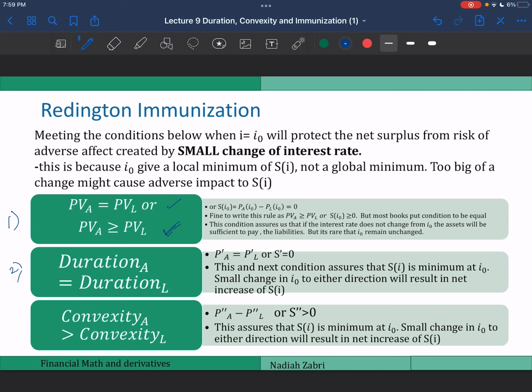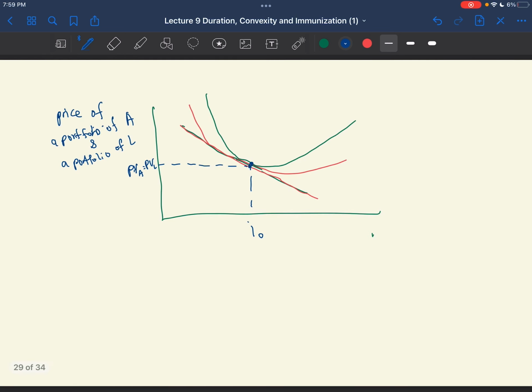The second rule is the duration of asset is equal to duration of liability, and the third rule is the convexity of asset is more than convexity of liability. So what are these 3 rules trying to achieve? I have some illustration for you. This is the curve to represent price over yield that we used to see before. Now I have 2 curves. The green is representing the asset, and the red is representing the liability.